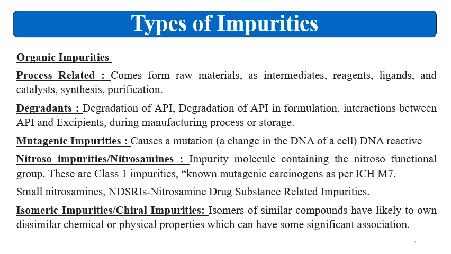The process related impurities or process impurities come from the raw materials, intermediates, reagents, ligands and catalysts, synthesis impurities, and from the purification step or the synthesis step, and these are not degradants. Then second is the degradants. These come from the degradation of the API, degradation of the API in the formulation, and interaction between the API and the excipients. These may also come during the manufacturing process or from storage.